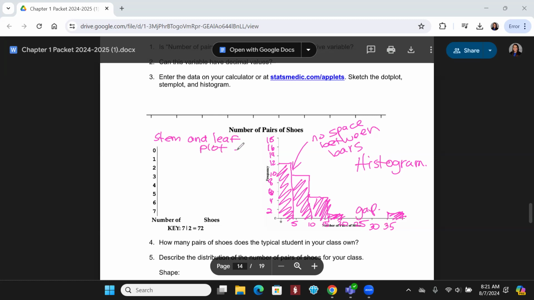It's just kind of a different way to do a dot plot. Not really, but kind of. For each number, you're going to write it as two digits. The number 1 is 0, 1. The second digit goes right beside this column. For 2, the first digit is 0, then you have 2. You're going to write 2 right here.